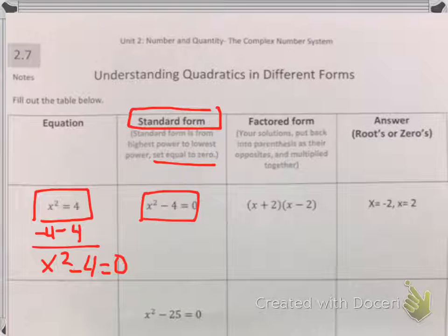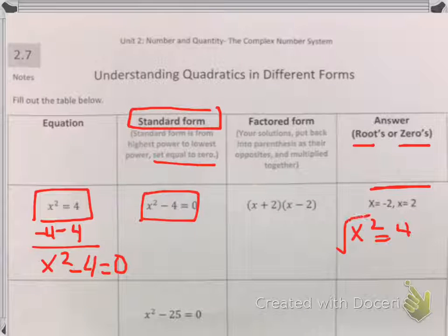Once I'm at this point, or at either of those points, I can actually solve to find my answers. Other words for my answers are zeros and roots. But I can take that equation, x squared equals 4, and I can solve it. If I have x squared equals 4, all I have to do is square root both sides of my equation, and I get x equals a positive 2, and I get x equals a negative 2, which is how I can write my solutions.